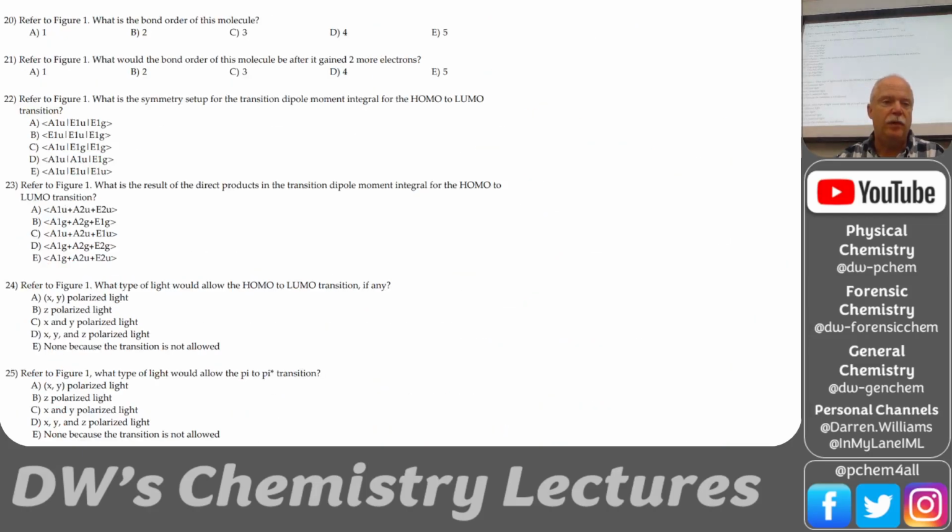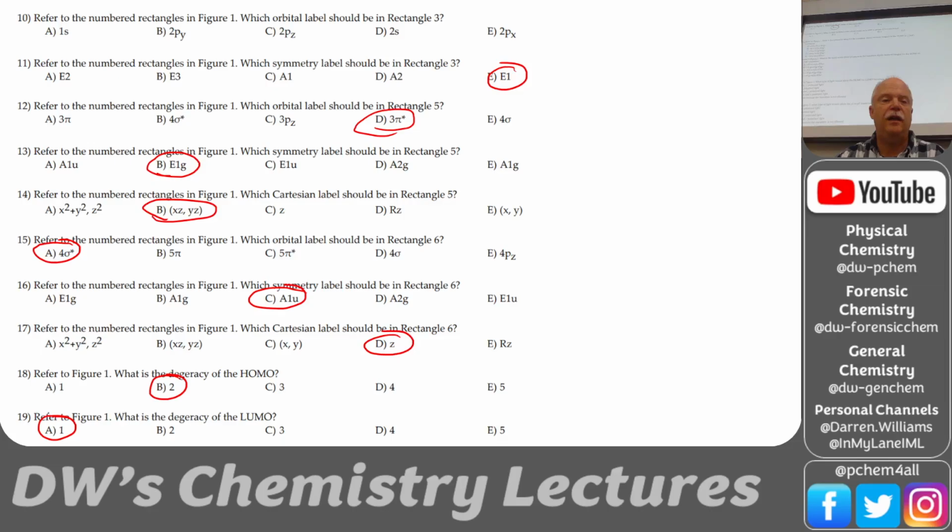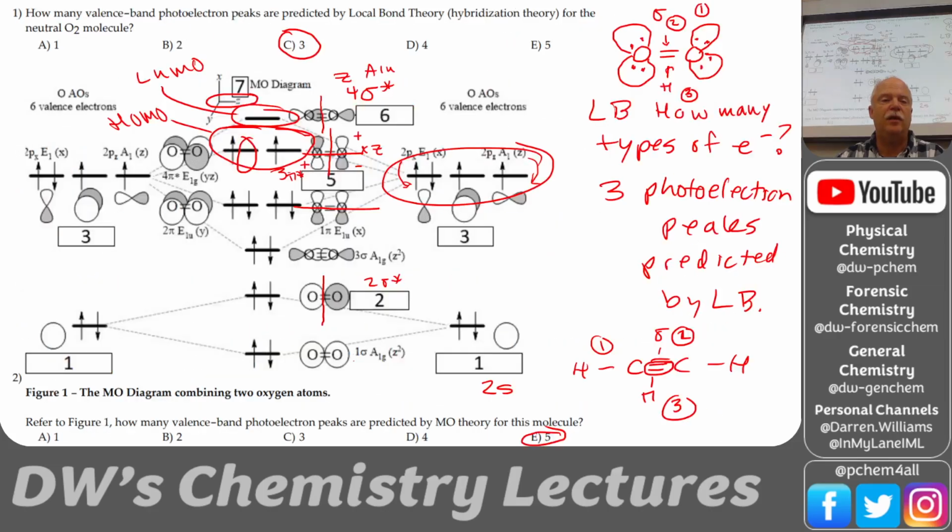Okay, then we did the bond order for this molecule. We've done that a whole bunch of times. And it was 2 for oxygen. What would be the bond order of this molecule after it gained 2 more electrons? So we can look at that and we can see, does it strengthen the molecule or weaken the molecule if we put 2 more electrons on this? Where are they going? They're going into a pi star. So it weakens the bond. So if we put 2 more electrons in there, we're going to cancel out a whole bond. Think of it that way.